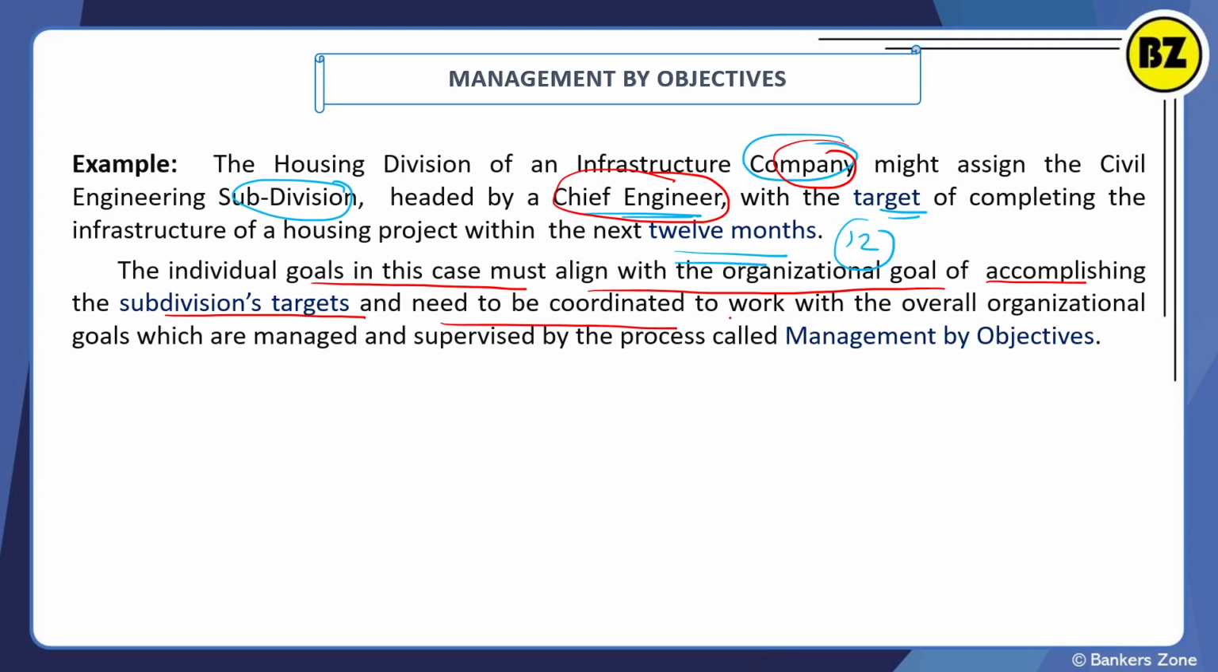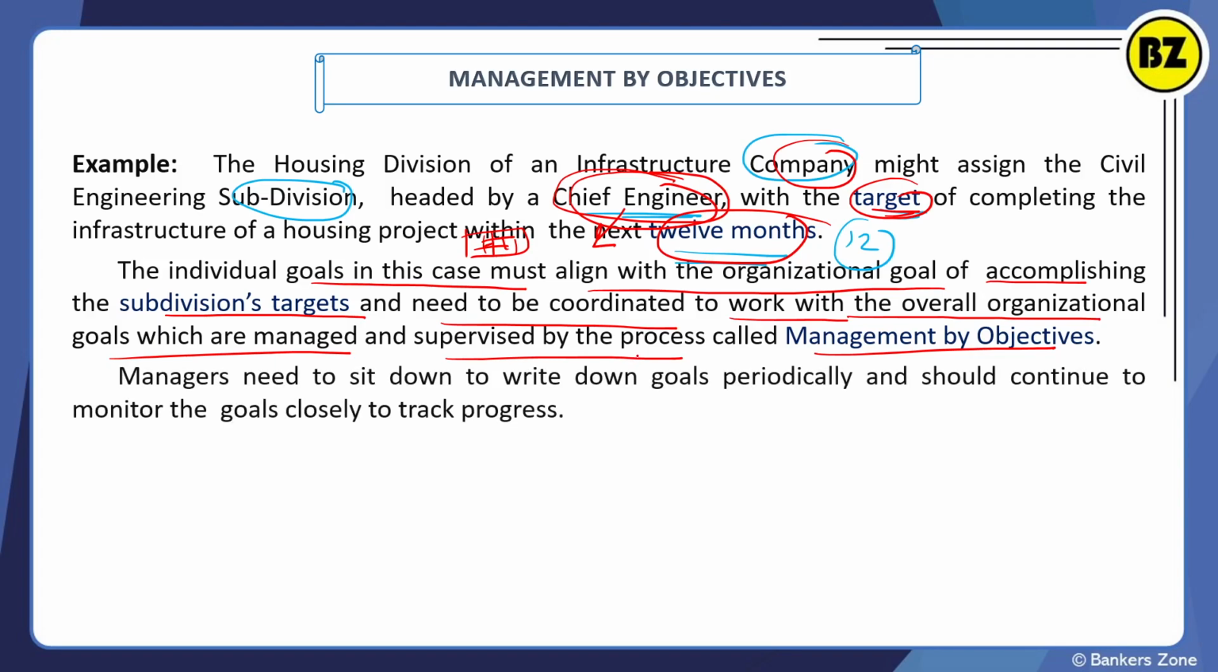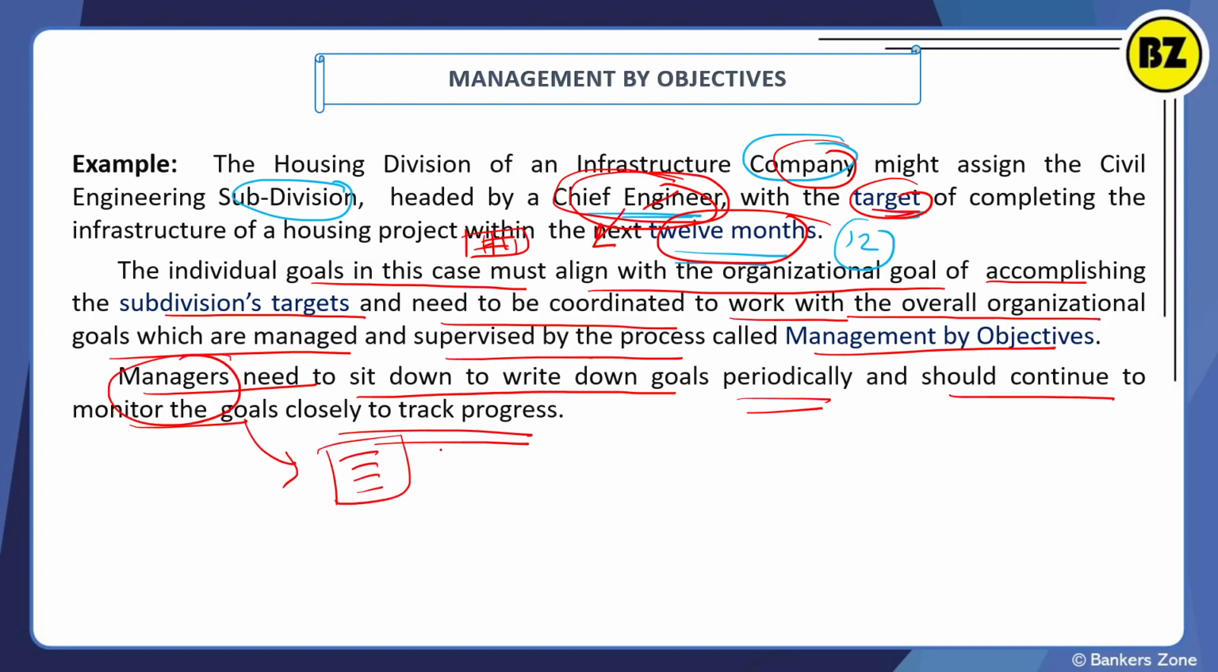And it needs to coordinate to work with the overall organization goal, which is managed and supervised by the process of MBO. So simply see, the goal given to the chief engineer is to complete the project within 12 months. So he must communicate that goal to his colleagues so that they can work on it. That must be communicated to the subordinate staff. Then the manager needs to sit down to write the goals periodically and should continue to monitor the goals closely to track the process. Here the chief engineer will be the manager. So he will be checking how much work has been done today, how much work remains, and how we can achieve the target within the period of 12 months. That is basically monitored by the manager.